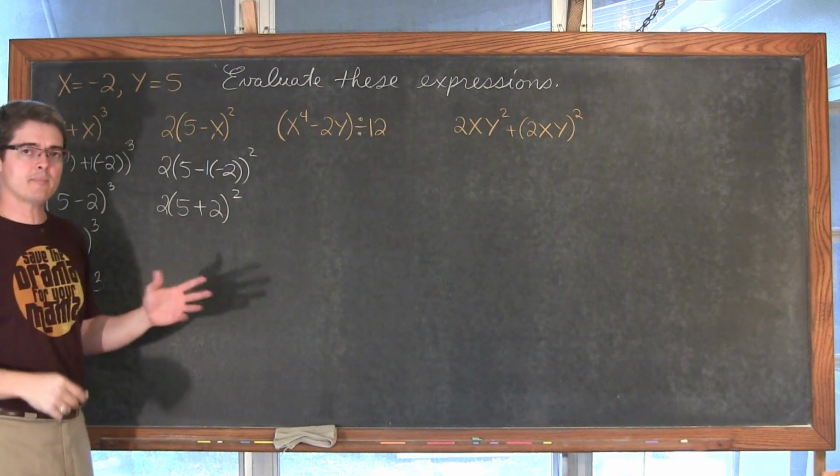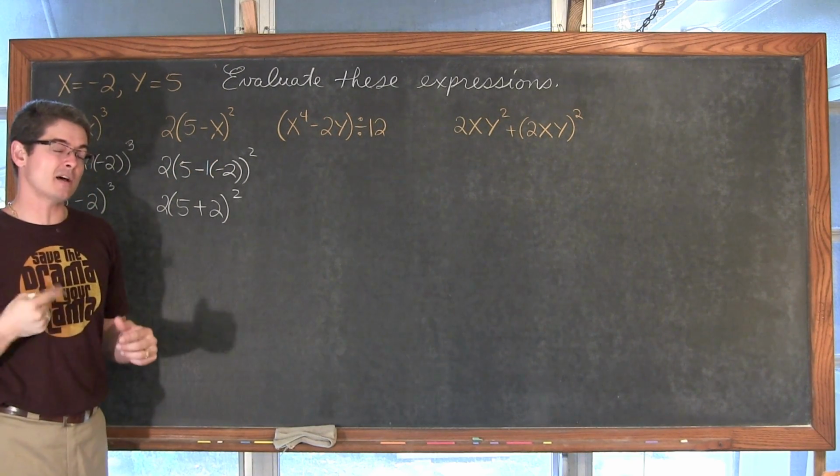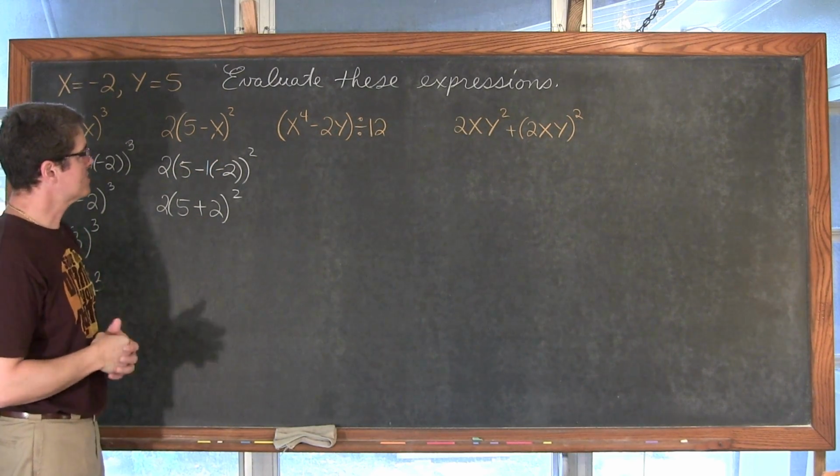And that's just a small example where I'm trying to have you use these parentheses to help you not make a sign error, because it's not 5 minus 2, it's plus. We're going to finish that up.